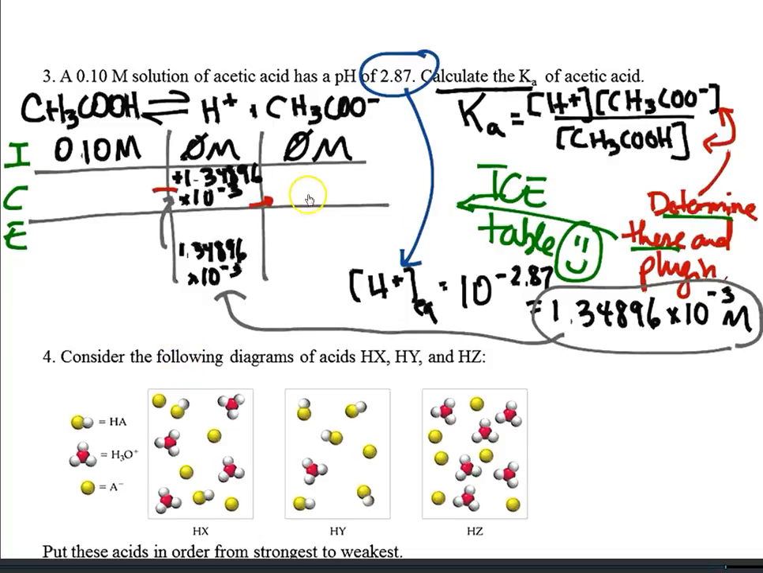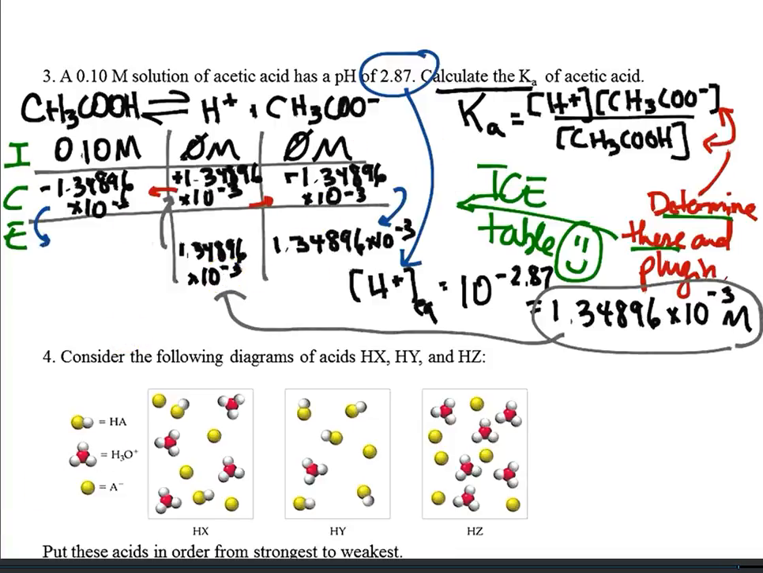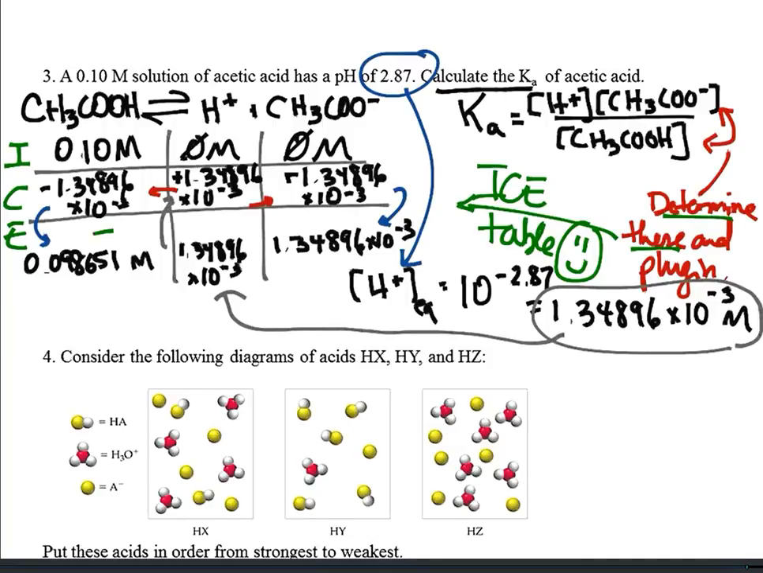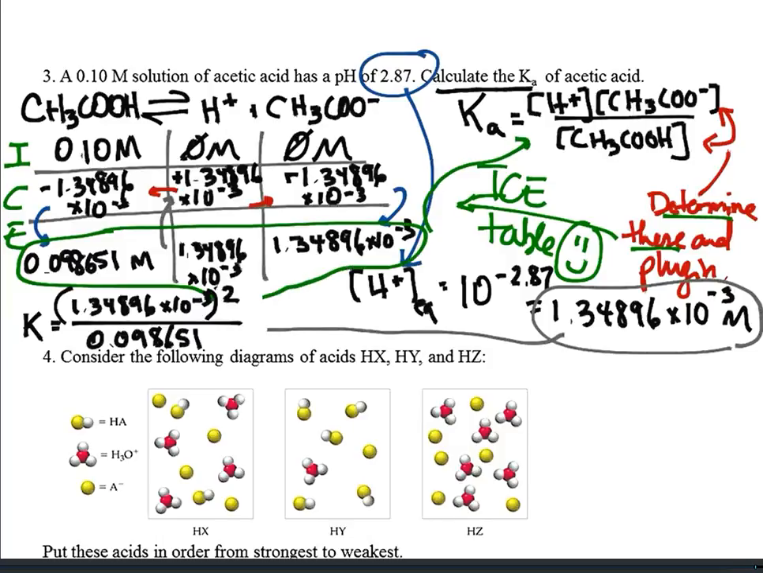And that means that the plus x and the minus x on each side must also be the same value. And that means that at equilibrium, the acetate concentration, our conjugate base, must be 1.34896 times 10 to the minus 3 molar, just like hydrogen ion. And then our equilibrium concentration of the intact acid must be 0.10 minus that number, which is 0.098651. We plug those three numbers into our K expression. We plug them in there, and we get this number here, 1.34896 times 10 to the minus 3 squared divided by 0.098651, which gives us 1.8 times 10 to the minus 5.